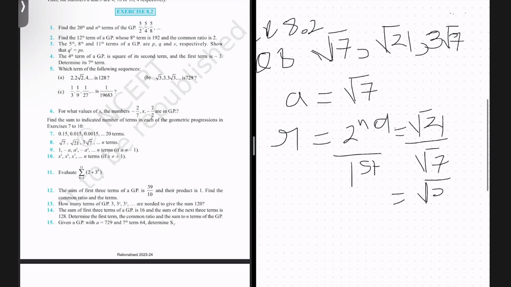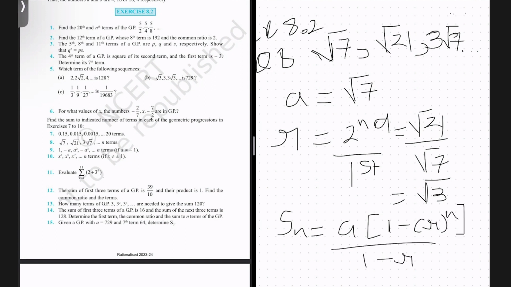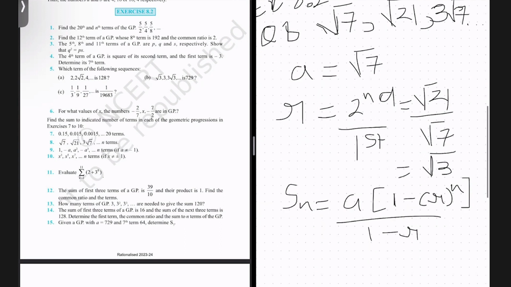root 3. We have been asked to find the sum up until the nth term, and how are we going to do that? We are just going to plug in the values of root 7 and root 3 into the Sn formula, and the Sn formula is nothing but a times 1 minus r raised to the power n over 1 minus r, correct?